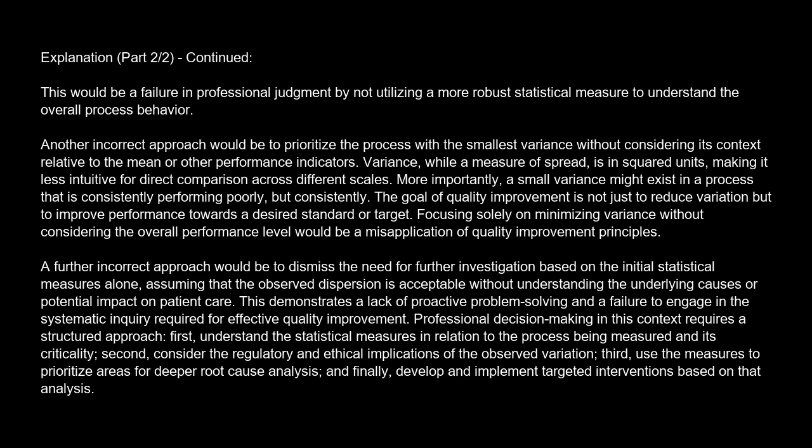Another incorrect approach would be to prioritize the process with the smallest variance without considering its context relative to the mean or other performance indicators. Variance, while a measure of spread, is in squared units, making it less intuitive for direct comparison across different scales. More importantly, a small variance might exist in a process that is consistently performing poorly, but consistently. The goal of quality improvement is not just to reduce variation, but to improve performance towards a desired standard or target. Focusing solely on minimizing variance without considering the overall performance level would be a misapplication of quality improvement principles.